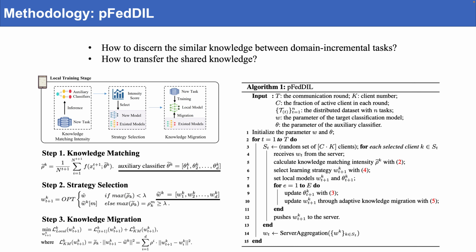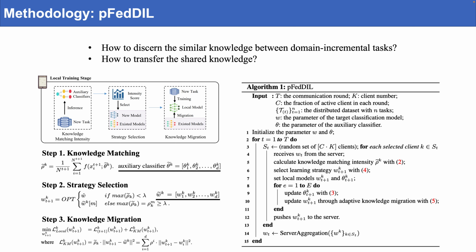In our research, we aim to address the following 2 main questions: how to discern the similar knowledge between domain incremental tasks, and how to transfer the shared knowledge. To tackle these problems, we propose a PFAD-DIL method to adaptively match and migrate the knowledge among different incremental tasks. This method includes the following key steps.